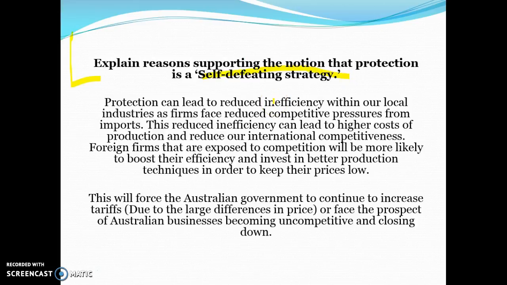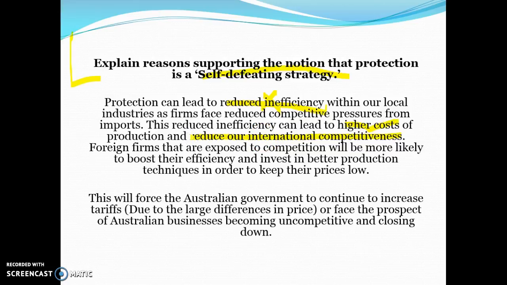Protection is a self-defeating strategy because protection reduces efficiency. It shouldn't say reduced inefficiency, it should say reduced efficiency. My apologies. With our local industries facing less competition, there's less pressure for them to lower their costs, which can lead to higher costs of production and reduce our international competitiveness.